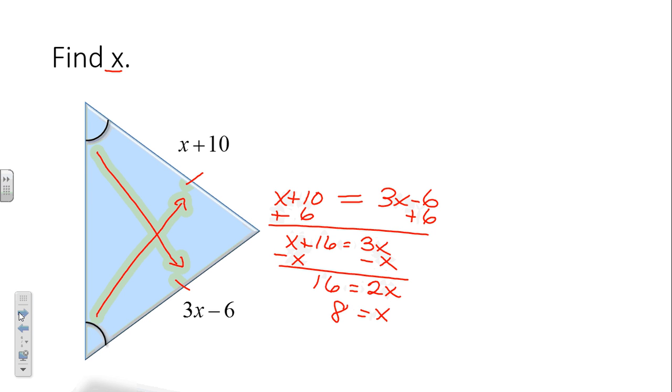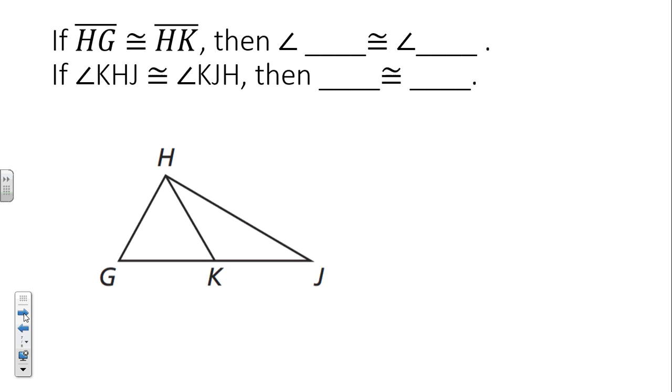Great questions. Other questions? We're good? Okay, next one. Oh, sorry, give you a little more time. Okay, last question, last problem. Okay? This is not a proof. We just want to know what things are going to be congruent.